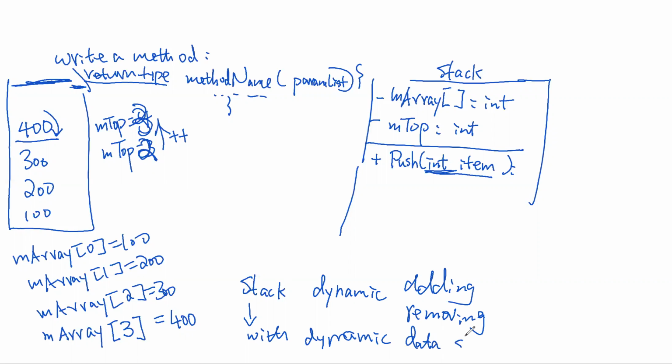Array is not a dynamic data structure. The array itself is a static data structure. Here, static doesn't mean class static. It just means the size cannot change. Later on you will see that when the size can change, you can still do adding and removing. But that's a very good point here.